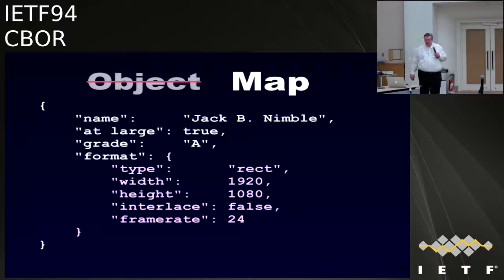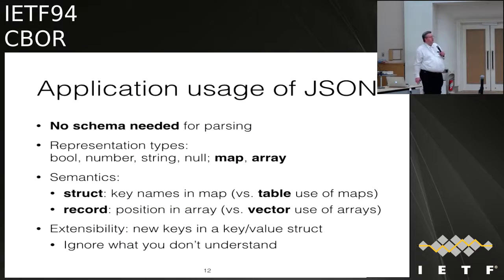Now, the nice thing about JSON is you don't need schema information for ingesting this information. You just point a generic parser at the JSON document, and it gives you this structure with arrays, maps, strings, and so on as a programming language object, and you can start working from that right away. And most programming languages have something like Boolean types, number types, string types, a special null value, some form of maps, and some form of arrays.